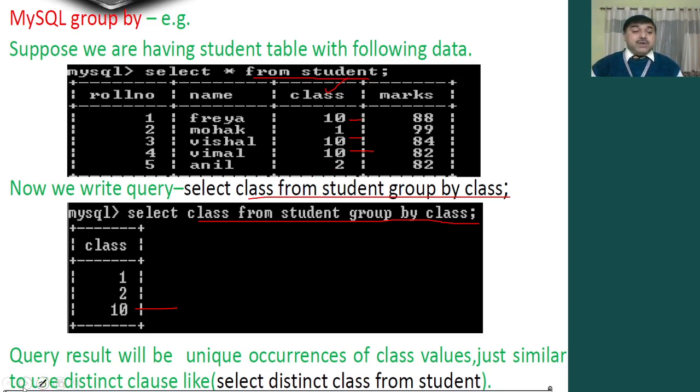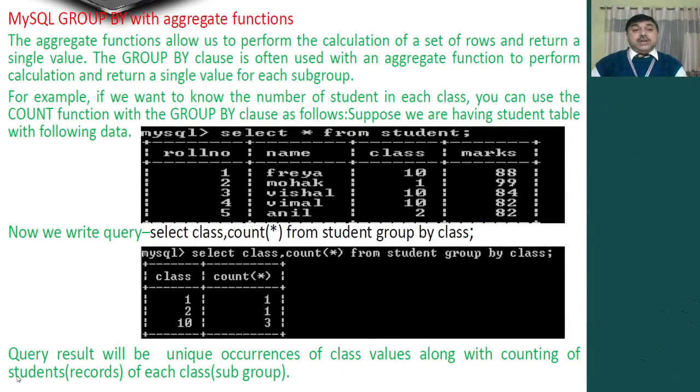So this is how we can use a group by clause. That means this is the query where we find uniqueness in the occurrence of the values. Similarly, a distinct pattern, select distinct class from student, you can do that also. As you know one particular format, you can use any pattern of this particular structure.